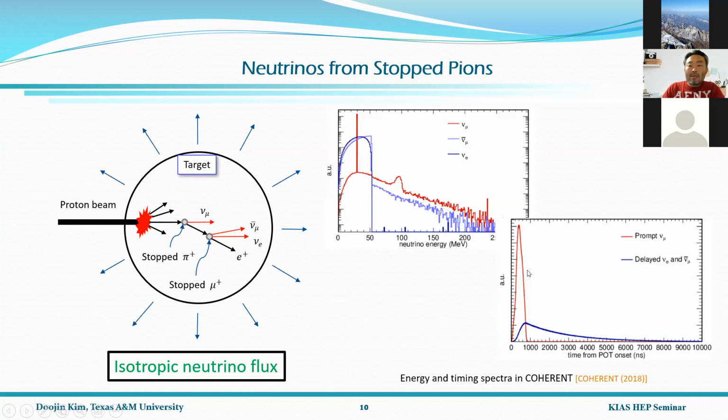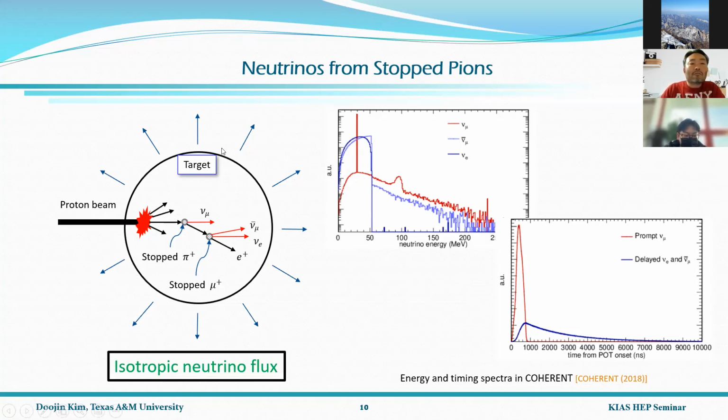Now, the timing spectrum is very interesting. Since neutrinos are coming from the stopped pions and muons, the timing when a neutrino hits the detector effectively imprints the lifetime of its source particle. The muon's mean lifetime is of microsecond scale, while that of charged pions is of tens of nanosecond scale. Therefore, if the detector comes with a good timing resolution, the prompt neutrinos from the pion decay can be distinguished from the delayed neutrinos from the muon decay.